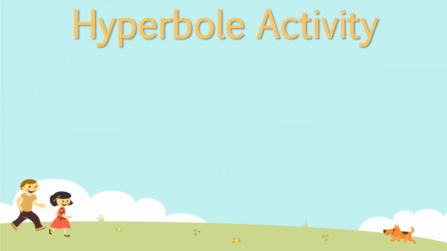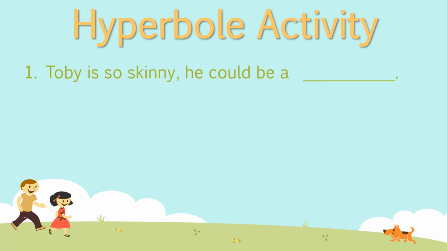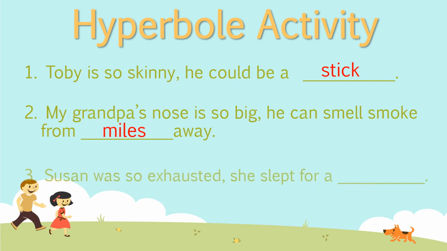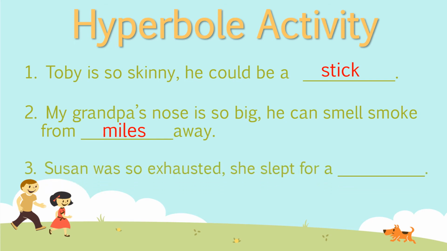It's answer time. Let's take a look. Number 1, Toby is so skinny, he could be a stick. Number 2, My grandpa's nose is so big, he can smell smoke from miles away. Number 3, Susan was so exhausted she slept for a decade.